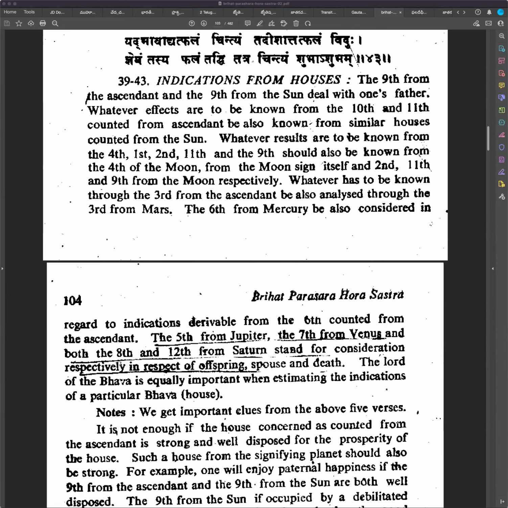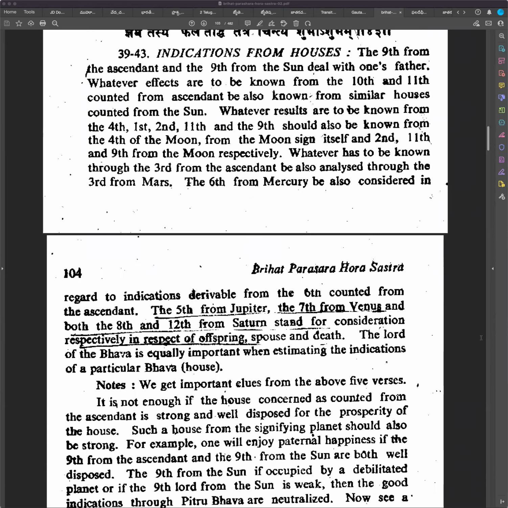Indications from houses. The ninth from the ascendant and ninth from the Sun deal with one's father. Whatever effects are to be known from the 10th and 11th counted from the ascendant, be also known from similar houses counted from the Sun. Whatever the results are to be known from the 4th, 1st, 2nd, 11th and 9th should also be known from the 4th of the Moon, from the Moon sign itself, and the 2nd, 11th and 9th from the Moon respectively. Whatever has to be known through the 3rd from the ascendant, we also analyze it through the 3rd from Mars.